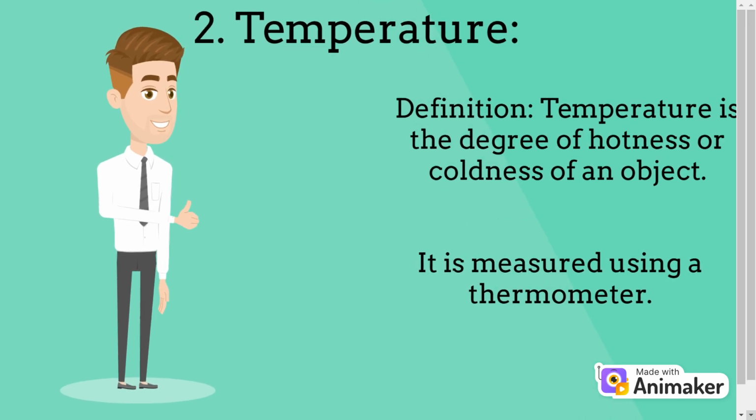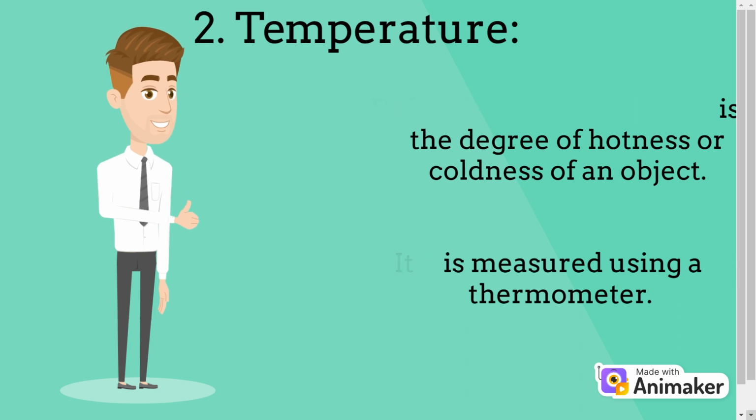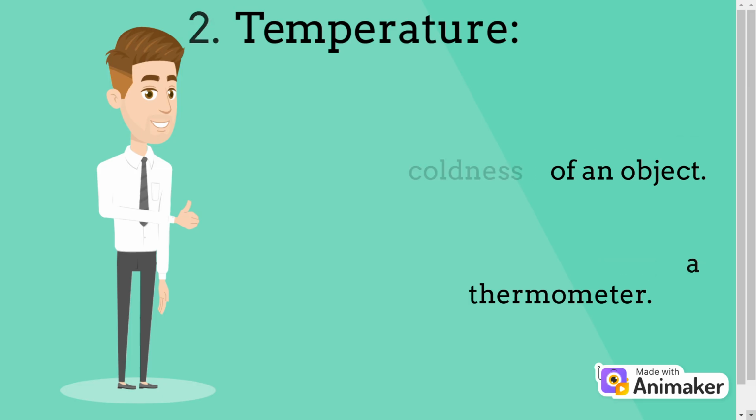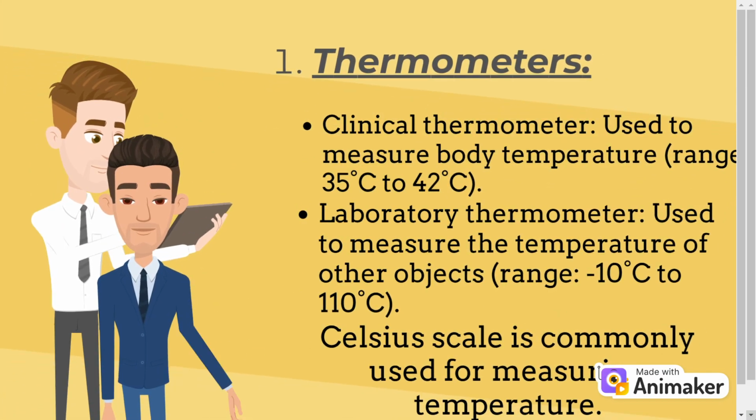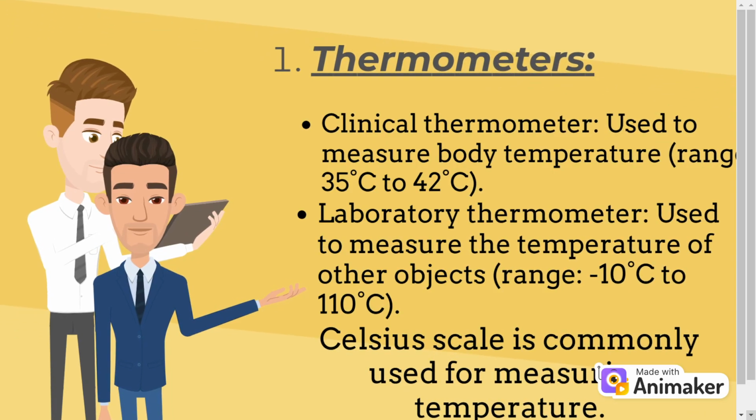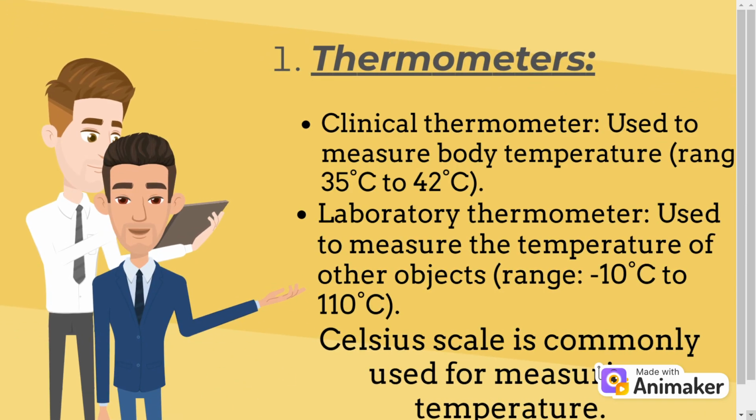Second, temperature. Definition: temperature is a degree of hotness or coldness of an object. It is measured using a thermometer. Thermometers, clinical thermometer, used to measure body temperature, range 35 degrees Celsius to 42 degrees Celsius.